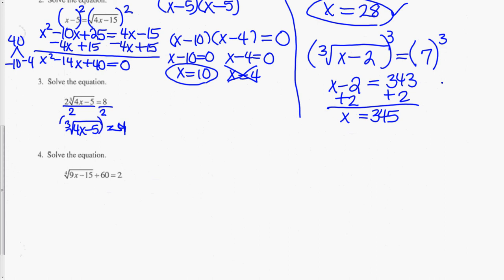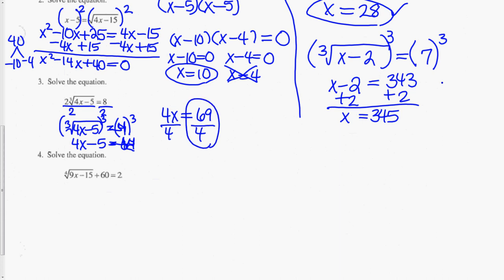And since this is a cube root, I'm going to cube both sides. So that means 4x minus 5 equals 4 cubed, which is 64. If I add 5 to both sides, I get 4x equals 69. Then divide by 4. So 69 over 4 will be the answer for this one. And usually if you get something that crazy, it's probably one you're not going to throw out. You'll keep it.